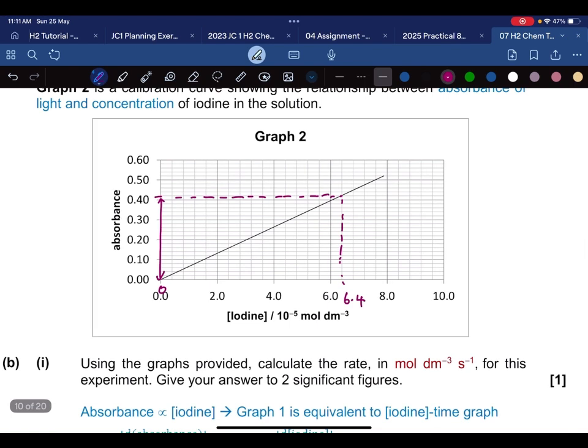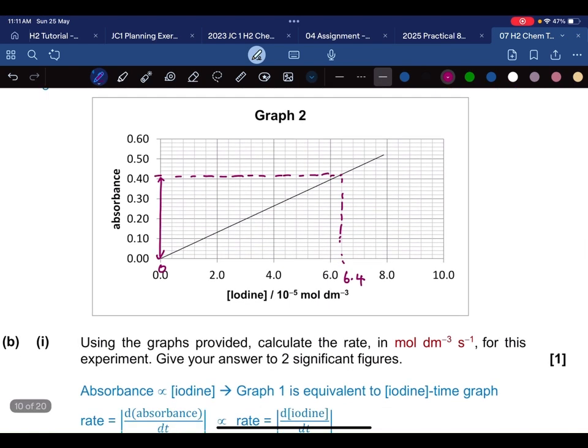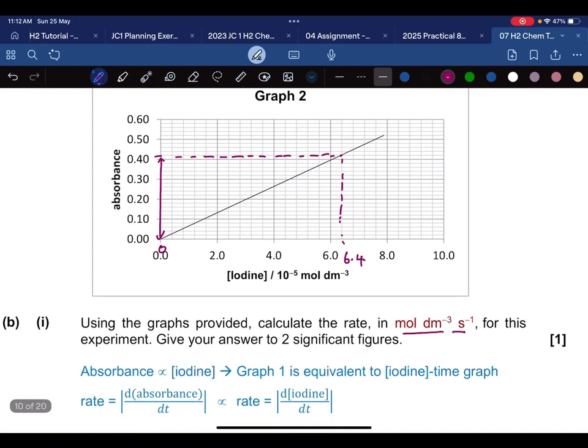So once we understand the data, we will now look at how to solve the question. B part 1. Using the graph, I want to calculate the rate in concentration, the change in concentration per unit time. So this is the rate that we are supposed to calculate. Remember that our rate is reflected in the concentration time graph. So we should be looking at the change in absorbance over time.